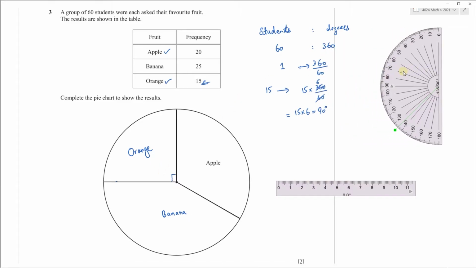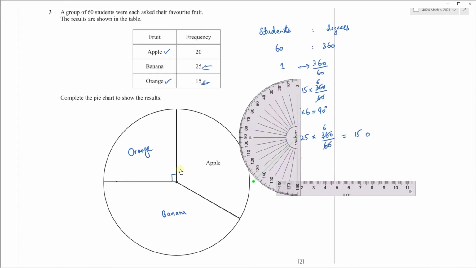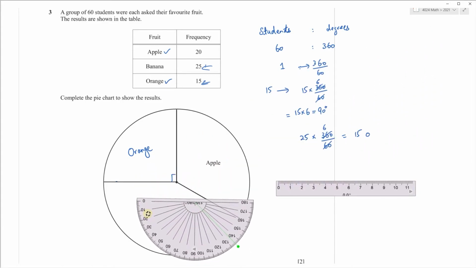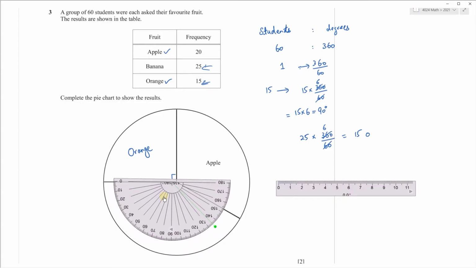And if you want, you can double check as well. So now for 25 students, the angle will be 25 times 360 over 60. So again, 25 times 6 is 6 5s are 30, and then 150. So this angle here will be 150, and we can double check that as well. So let me place my 0 here.